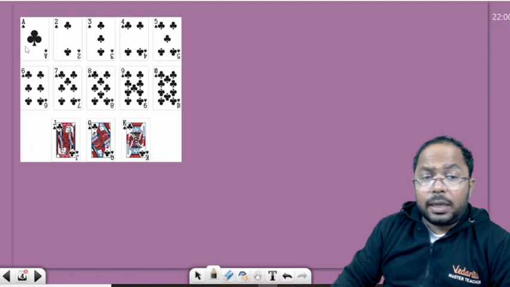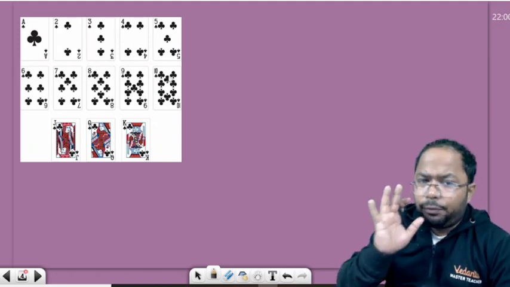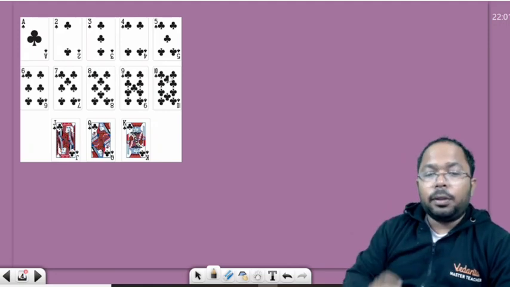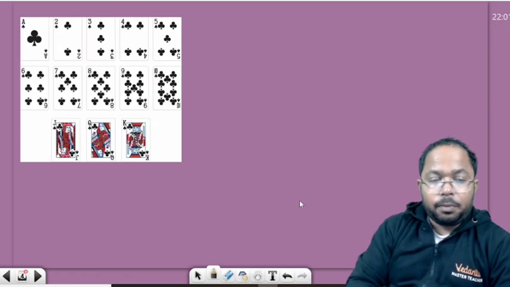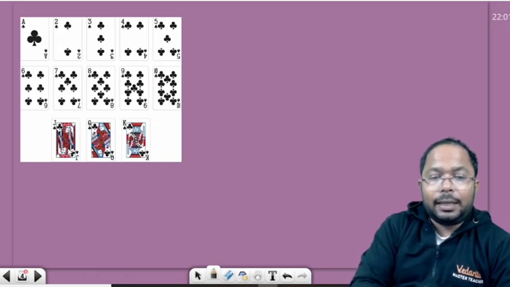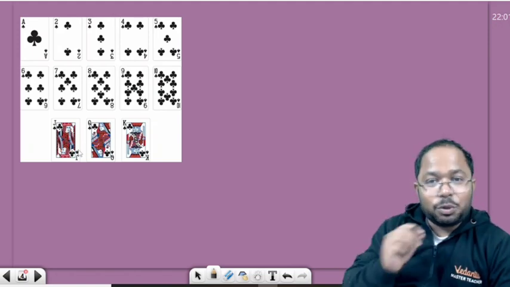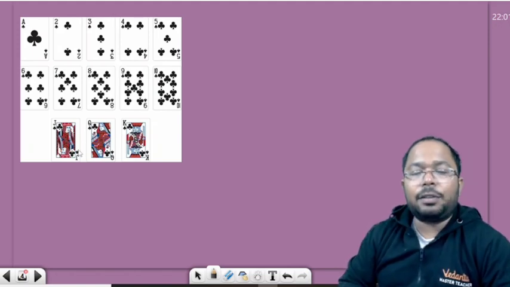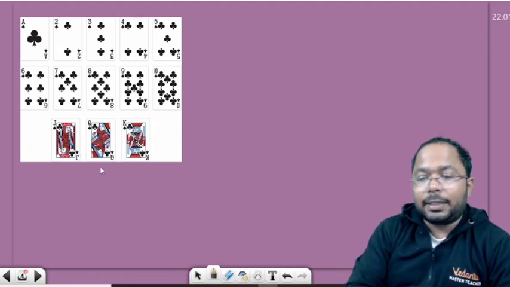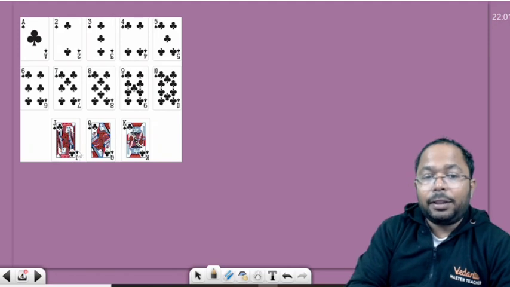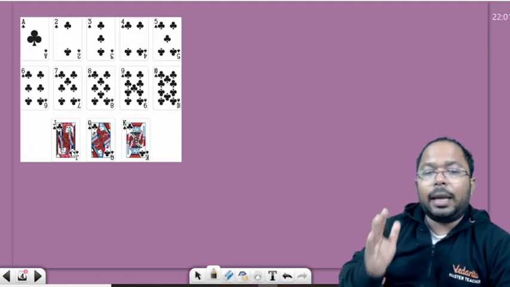So these are in total 10 cards, but I said that there are 13 cards. So in each suit, there will be three cards which have a face. They are called J, Q, and K. J stands for Jack, Q stands for Queen, and K stands for King. So in each suit, we will have three faces, J, Q and K, that stand for Jack, Queen and King.